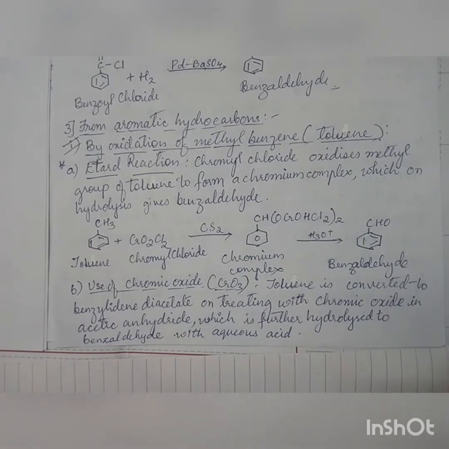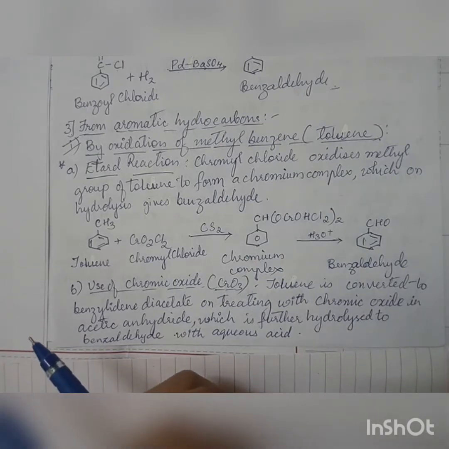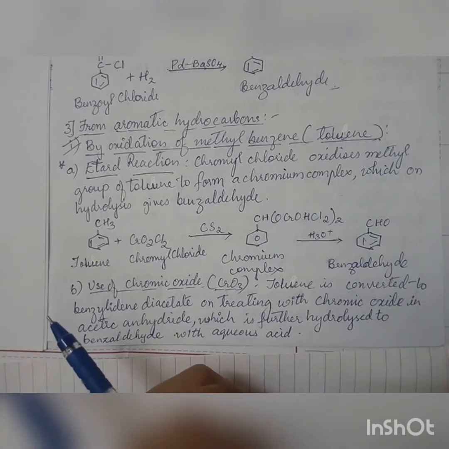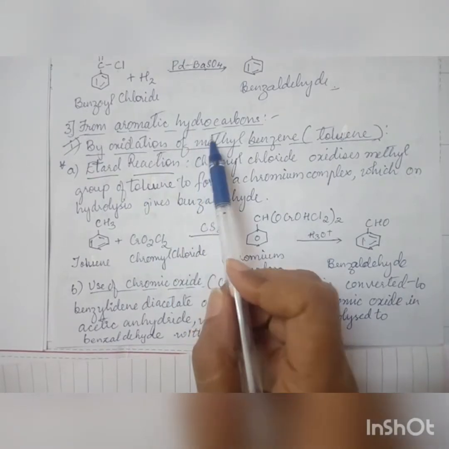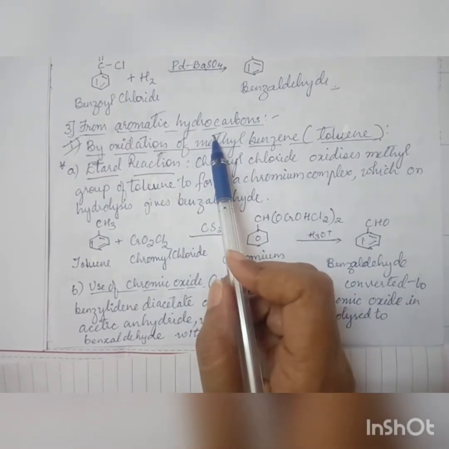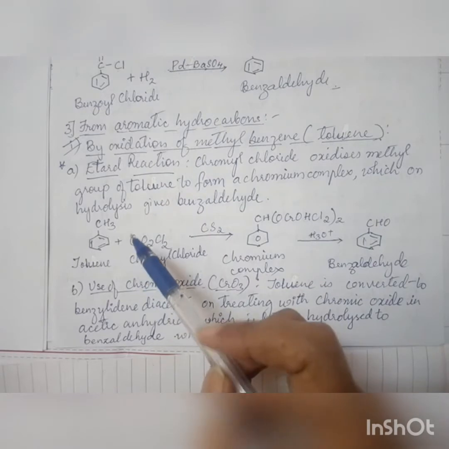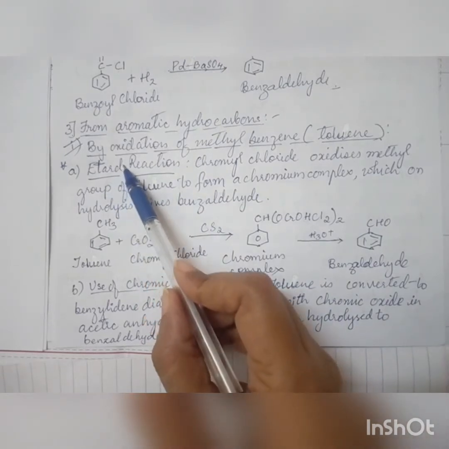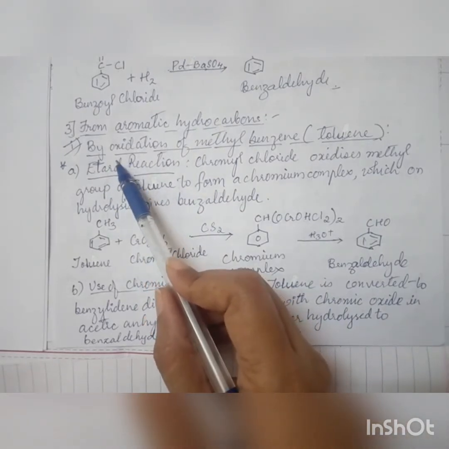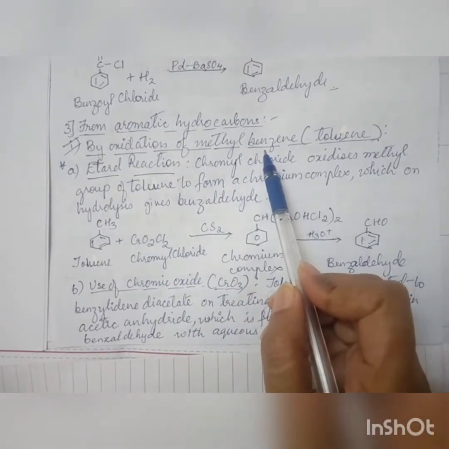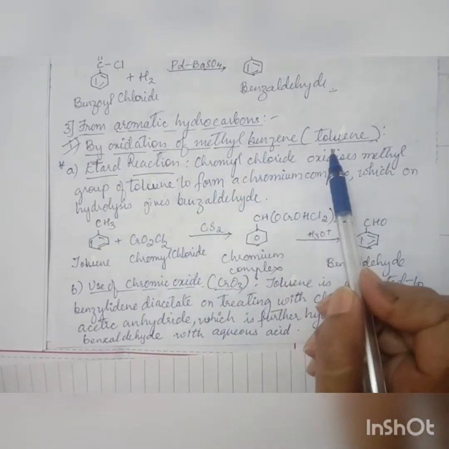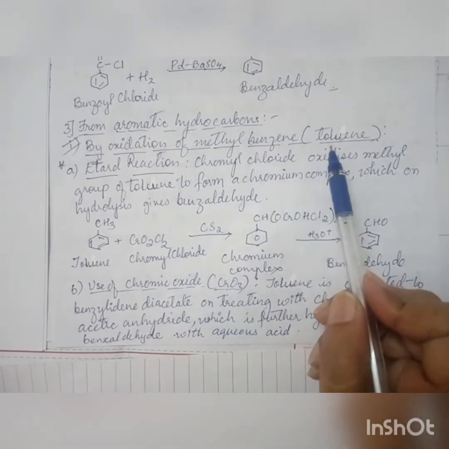So in today's class, we are going to deal with the next method of preparation of aldehyde, that is from aromatic hydrocarbons. From the aromatic hydrocarbons, there are several methods. Let us take a look at the first method. The first method is by the oxidation of methyl benzene. Methyl benzene is also called toluene.